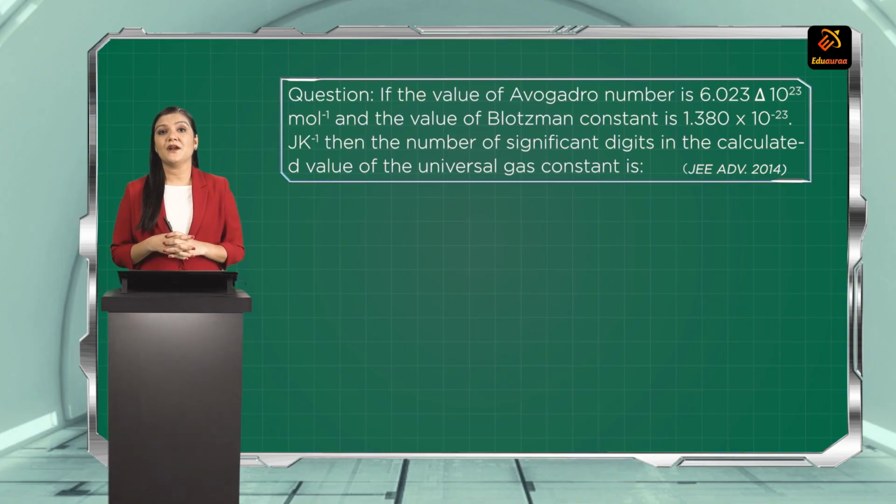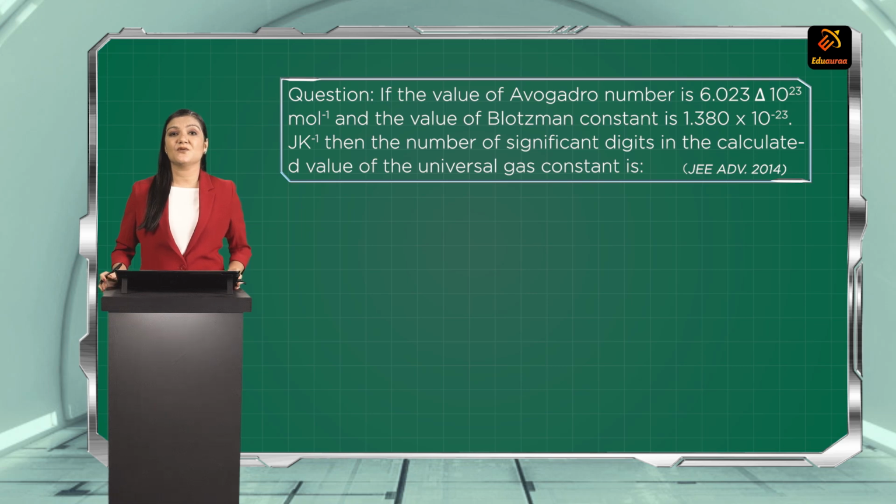And the question is, if the value of Avogadro number is 6.023 × 10^23 mol⁻¹ and the value of Boltzmann constant is 1.380 × 10^-23 J K⁻¹, then the number of significant digits in the calculated value of the universal gas constant is. This question was asked in JEE Advanced 2014.